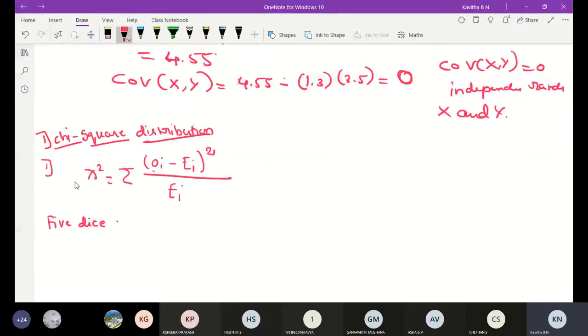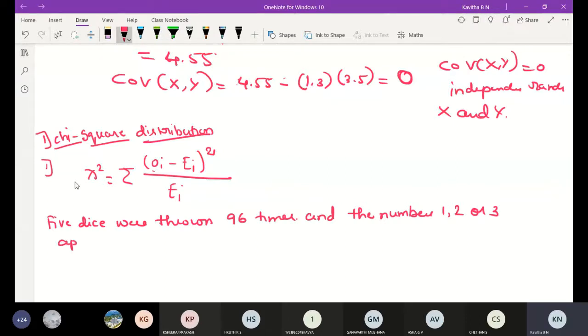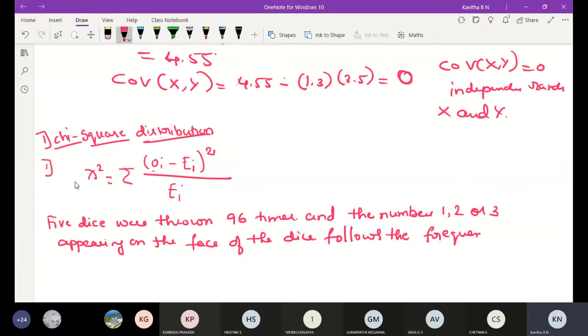were thrown 96 times and the numbers 1, 2 or 3 appearing on the face of the dice follow the frequency differences as follows.